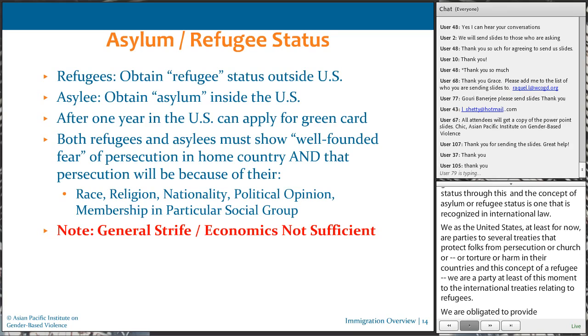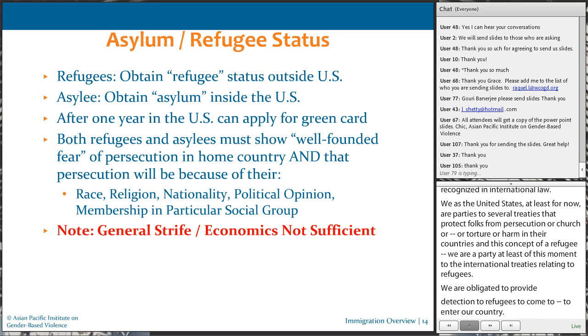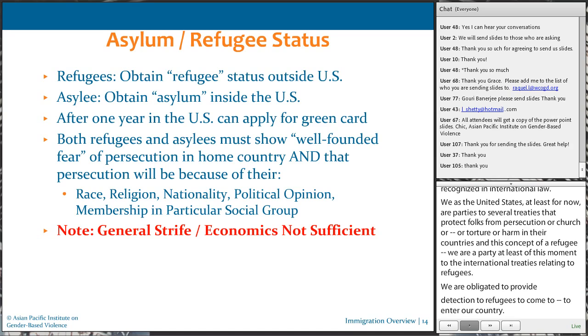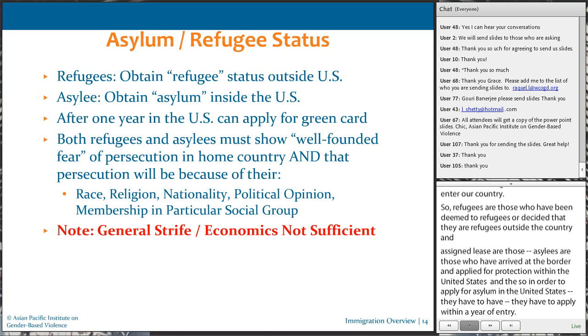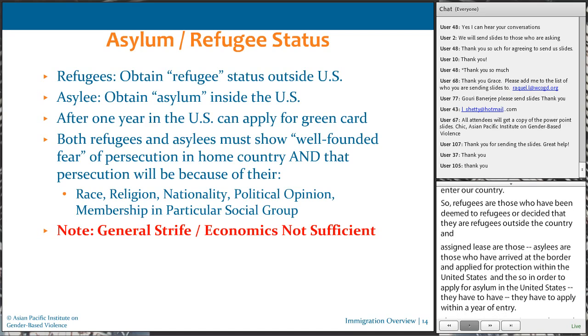Refugees are those who have been deemed refugees outside the country, and asylees are those who have arrived at our border or in our country and apply for protection within the United States. In order to apply for asylum in the United States, they have to apply within a year of entry. There are some exceptions to that. And once the person has obtained either asylum or refugee status and has been in the United States for over a year, they can apply for LPR status, or apply for a green card.